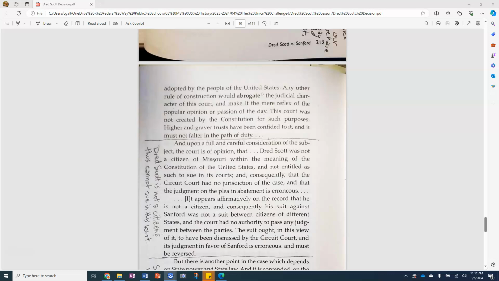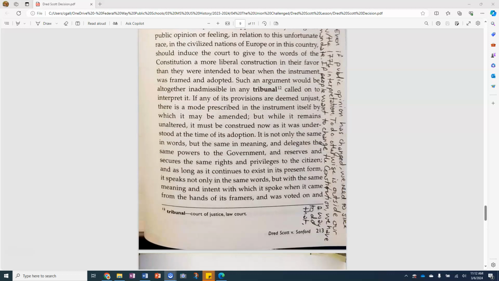For such purposes. Higher and graver trusts have been confided to it, and it must not falter in the path of duty.